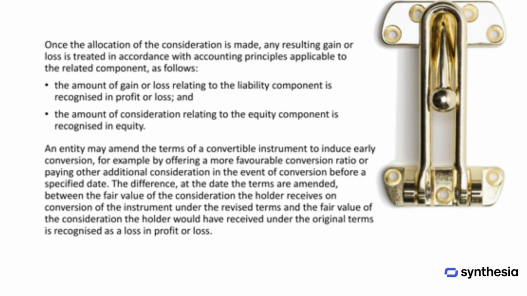An entity may also amend the terms of a convertible instrument to encourage early conversion. This could include offering a more favorable conversion ratio or providing additional consideration if the instrument is converted before a specified date. When such amendments occur, the difference between the fair value of the consideration the holder receives under the revised terms and the fair value they would have received under the original terms is recognized as a loss in profit or loss.